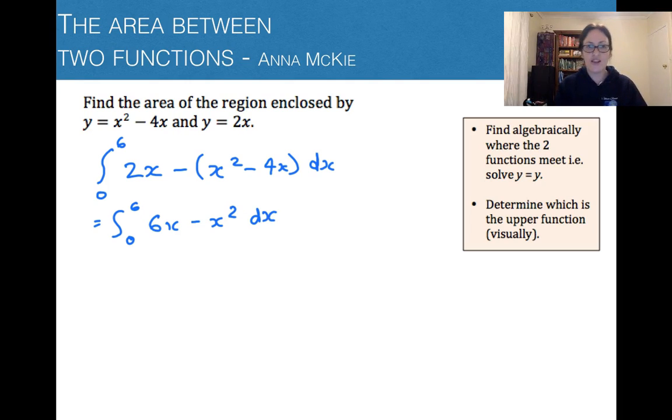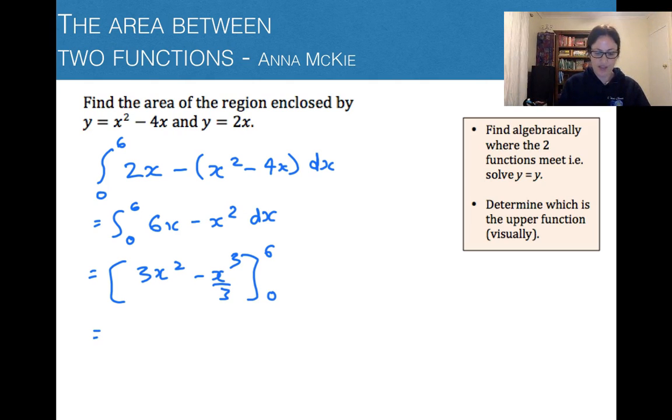And now we integrate as normal, increasing the powers of x. So square brackets, that will be x to the power of 2 on 2, and that will cancel down to 3x squared, take x cubed on 3, our bounds are 6 and 0, and now we substitute in for 6 and then 0.